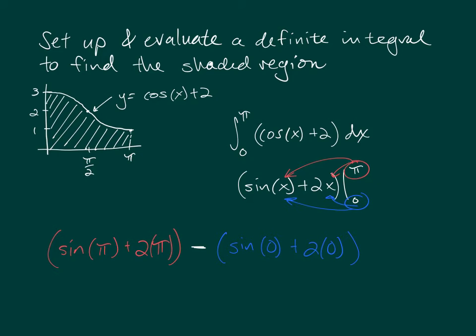So then, sine of pi is 0 plus 2 pi. So this whole set of parentheses here reduces to 2 pi, minus, here we have sine of 0, that's 0, plus 0, that's 0. So 2 pi minus 0 is 2 pi. This is our exact area represented by this shaded region here.